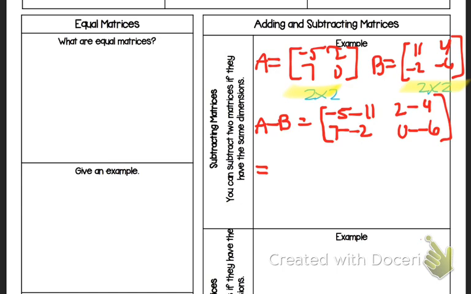Simplify that. Negative 5 minus 11 is negative 16. 7 minus negative 2 becomes a plus, so that's 9. 2 minus 4 is negative 2. 0 minus negative 6 is 6.